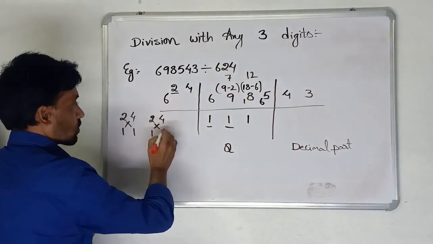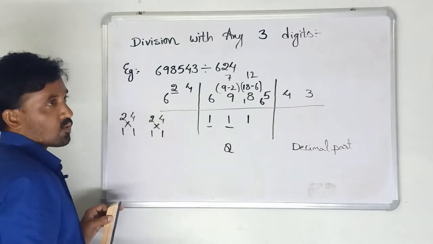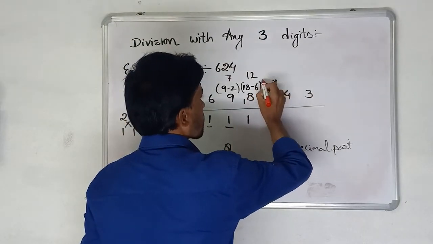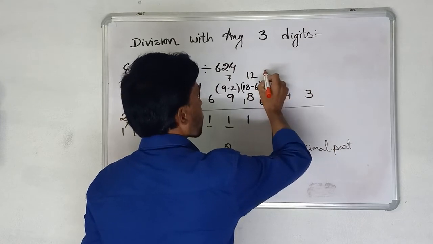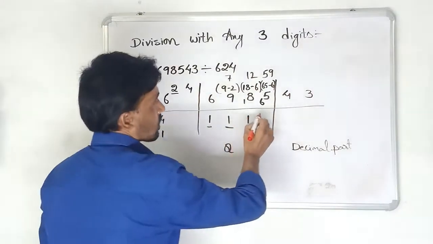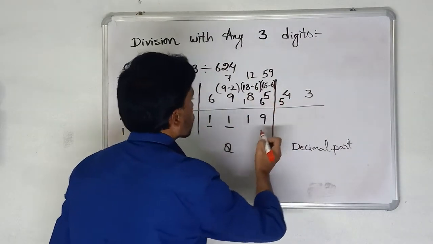Again the suffix 24 goes under 1 1. 2 times 1 is 2 plus 4 times 1 is 4, 2 plus 4 is 6. 65 minus 6 is 59. Now 6 divides 59 how many times? 9 times. 6 times 9 is 54 and leaves remainder 5.